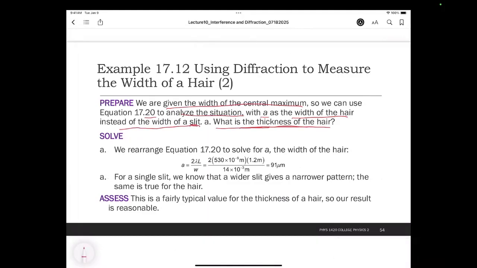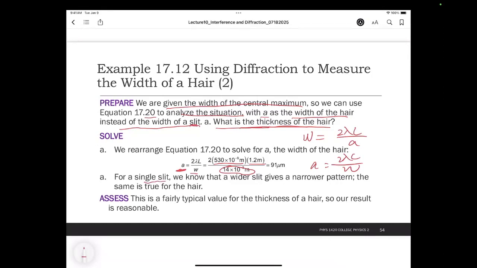Actually, the equation 70.20 is W equals 2 lambda L divided by A, which means A should equal 2 lambda L divided by the width. And we know that the width is 40 millimeters. And the lambda we know, and the L we know. So we can easily calculate the width of the hair. That makes sense to you?